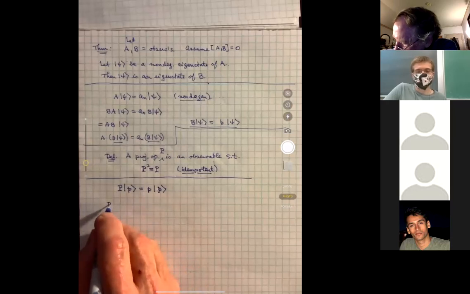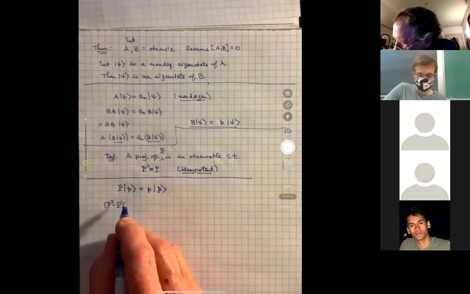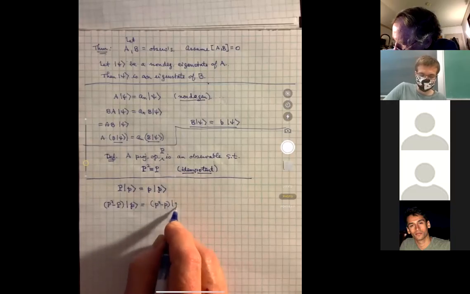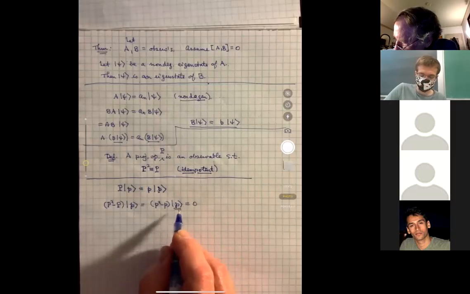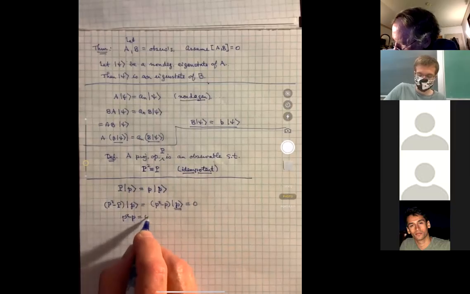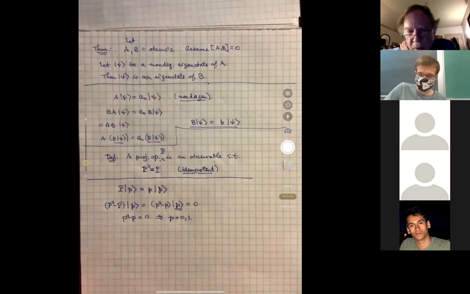If I take the operator P squared minus P, which by the definition of a projection operator is actually equal to 0, and I apply it to the eigenstate p like this, what I get is lowercase p squared minus lowercase p multiplying the eigenstate is equal to 0. But the eigenvector is non-zero, so the coefficient has to be 0. p squared minus p is equal to 0. And this implies that p is either equal to 0 or 1. And thus the eigenvalues of a projection operator defined by this definition are only 2.